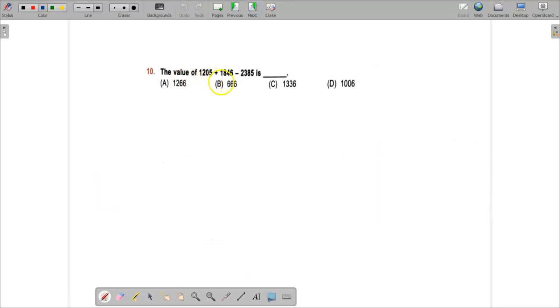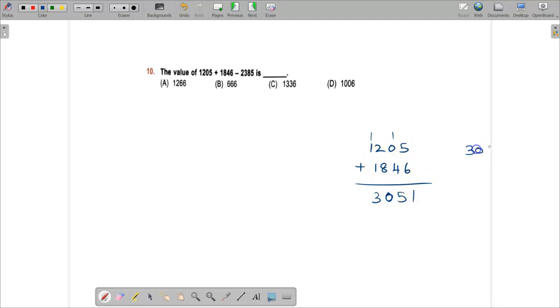The value of 1205 plus 1846 minus 2385 is, so they have given 3 numbers. So first, one by one you can add. First let me take 1205 and then 1846. Instead of doing all the 3 numbers, first do one operation. So 1205 plus 1846. 5 plus 6 is 11. So carry is 1. 4 plus 1 is 5. 8 plus 2 is 10. Carry is 1. 1 plus 1 plus 1 is 3. So adding these two values we are getting 3051.